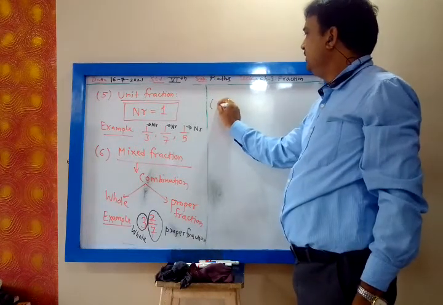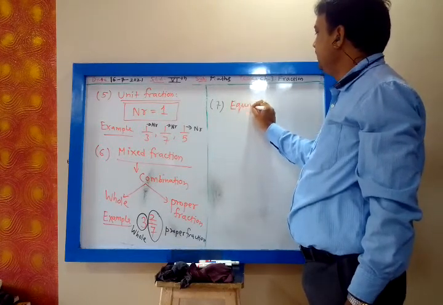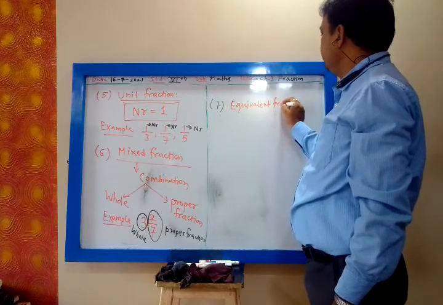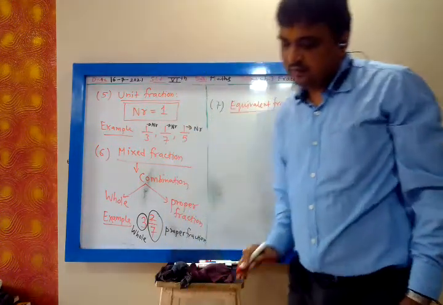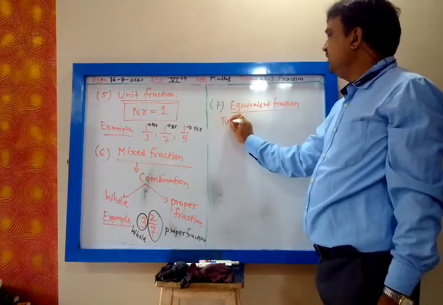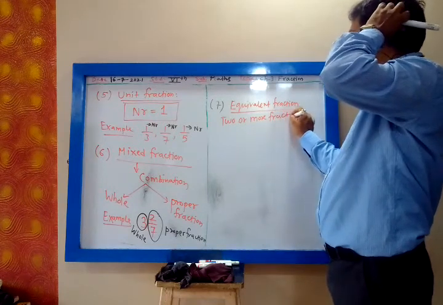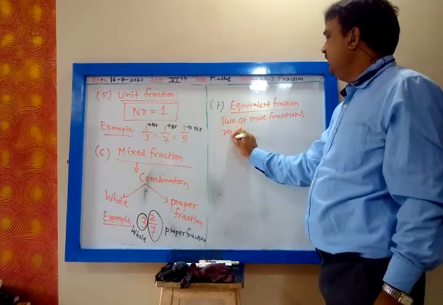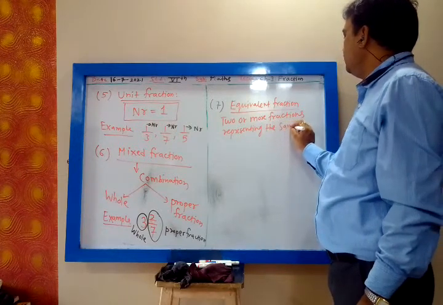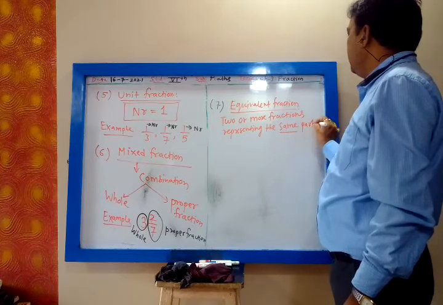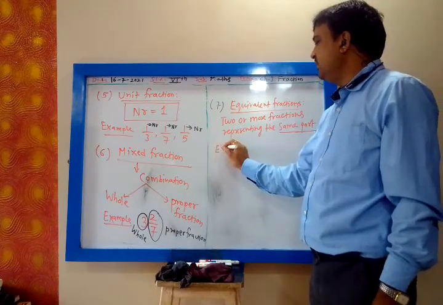Then seventh, equivalent fraction. Two or more fractions representing the same part are called equivalent fractions. For example, we can take the example.